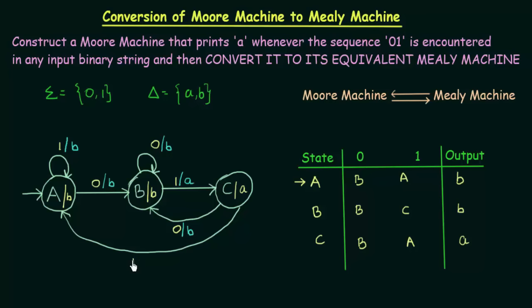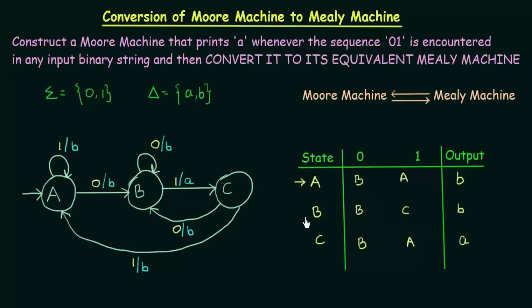And look at this 1. This 1 is going to state A, and what is the output associated to state A? It is small b. So this 1 will have small b. This is how you convert it to its equivalent Mealy machine. Now you can remove the outputs that were written in the states. Now we have removed the outputs that were written in the states, and this is the equivalent Mealy machine for our question.